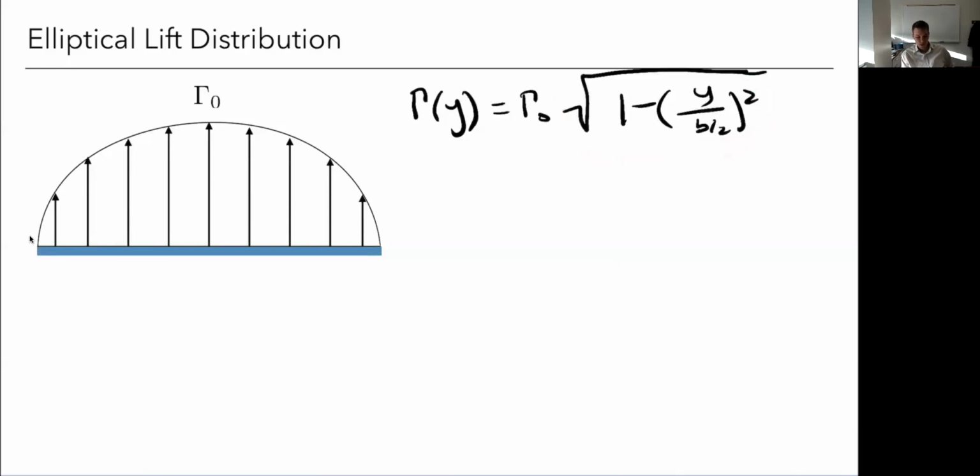So this tells me the shape. Gamma 0 tells me the magnitude. That's just what is the circulation here at the center. So I can have many ellipses of different magnitudes. They're all ellipses. I just am free to choose this parameter based on how much lift I have.